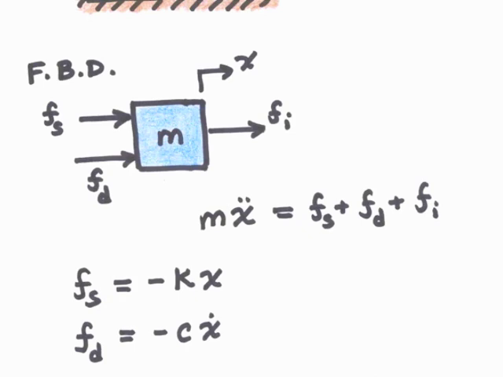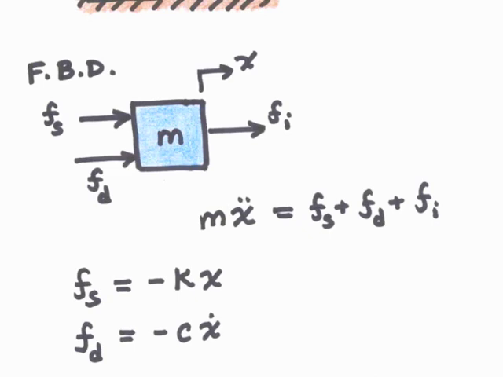Three forces are acting on our mass in our free body diagram. There's the applied input force F sub I, and there's a force from the spring F sub S, and one from the damper F sub D. I'm choosing to the right as the positive direction for all three of these forces. And I'm also choosing to the right as the positive direction for displacement x. With this free body diagram, I can write the following equation of motion. m x double dot equals F sub S plus F sub D plus F sub I.